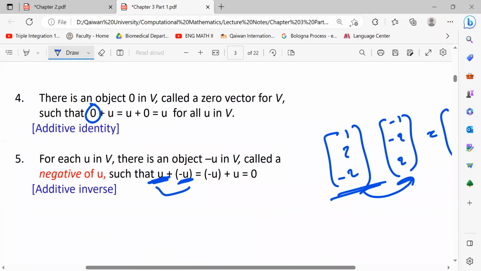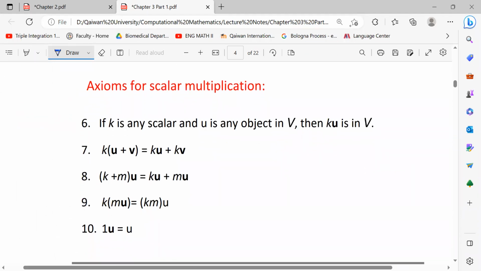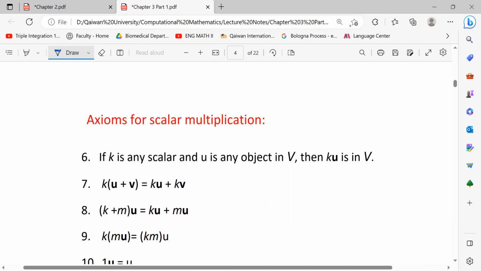This is the 5 axioms for addition. And we have axioms for multiplication. We have 5 axioms for addition and 5 axioms for multiplication. For addition, we said U plus V must be in the vector space. U plus V must equal V plus U. Then it must be associative with respect to addition. Then we must have a zero vector. We must have identity and inverse for each vector.